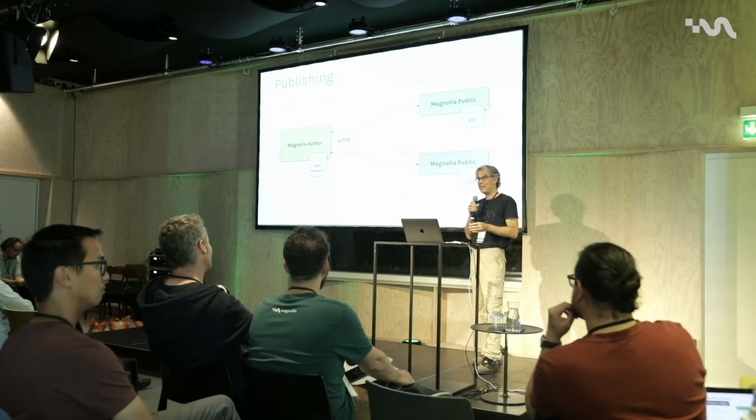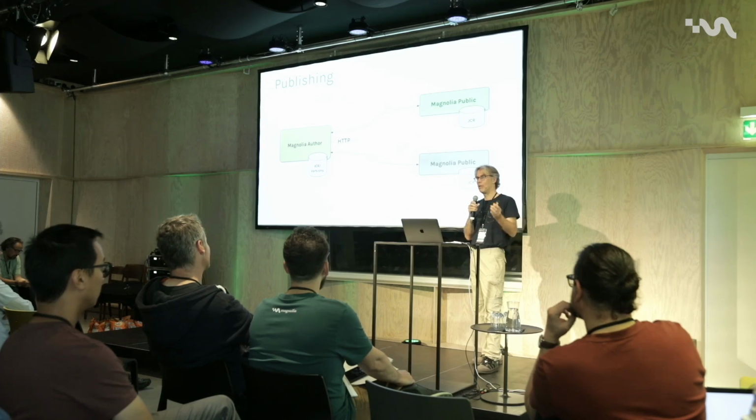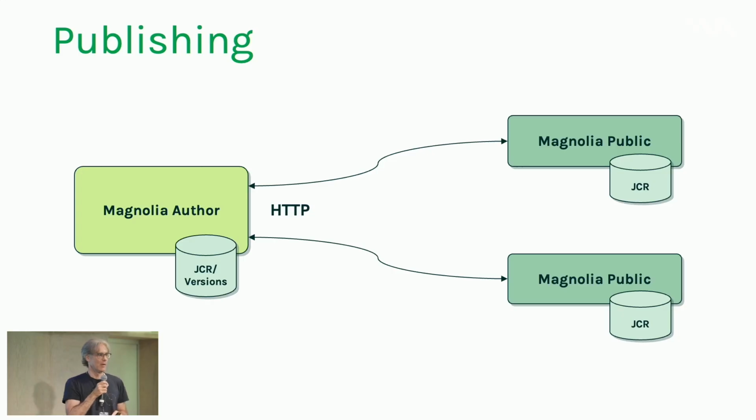And once that happened, that version of the page is sent over via HTTP to the public instances, where it is being stored locally, again in JSON, not in the version store, just normal Java content repository content, and being made available to your visitors. The public instances will reply back to the author instance, and only then will the author instance be available for further editing for the content editor. So there will be always some sort of a lag while this process is going on in the background.